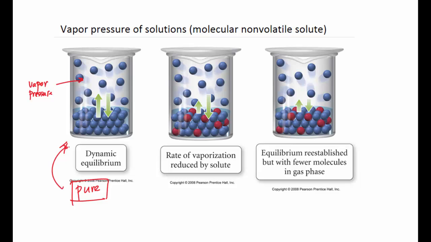Let's mix a certain amount of solute in there, and it has to be a non-volatile solute. What does non-volatile mean? It does not vaporize. Okay, so a molecular solute, meaning it's just molecules, they don't break apart or anything. Non-volatile means it has no vapor pressure of its own, okay?